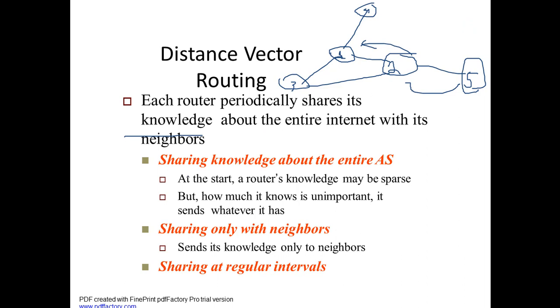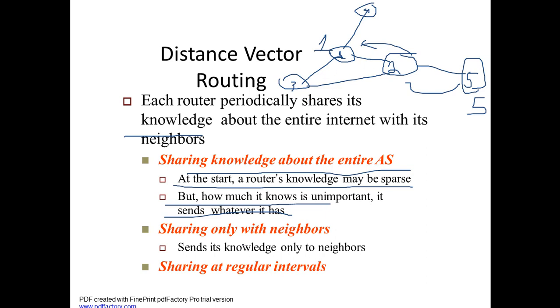So with this sharing of knowledge about the entire autonomous system, at the start the routers' knowledge may be sparse. They do not have that much knowledge, but after some time it will be of great importance. After some time, 1 will exactly know where 5 is, because of the periodic updating of the routing information that is provided by 2 to 1.